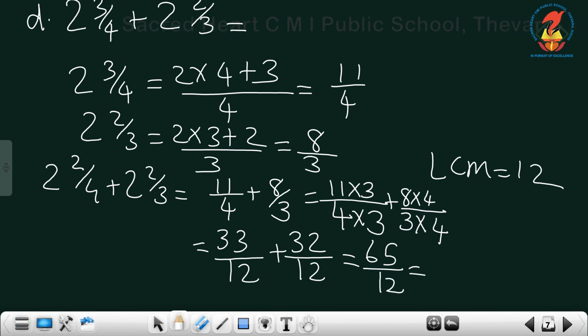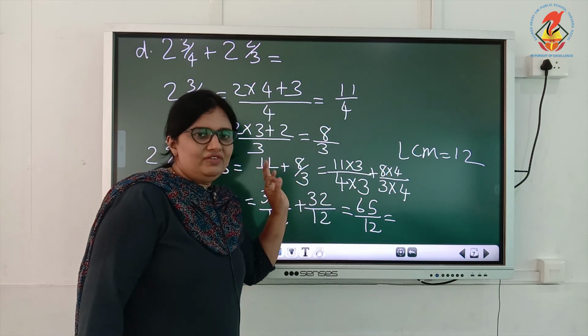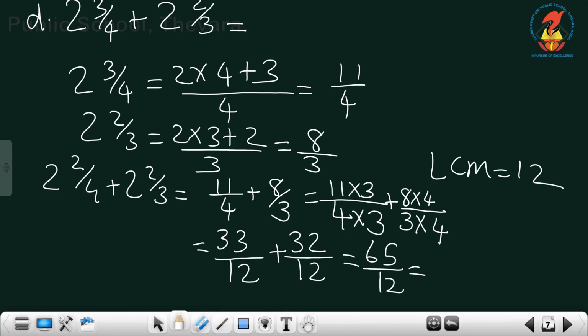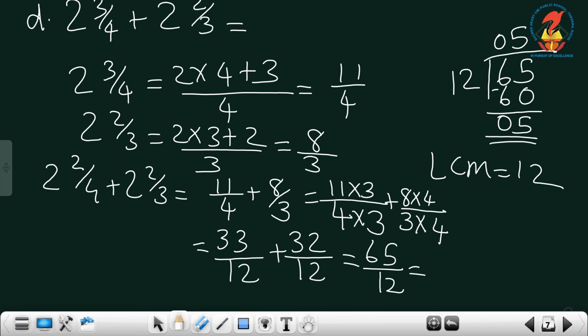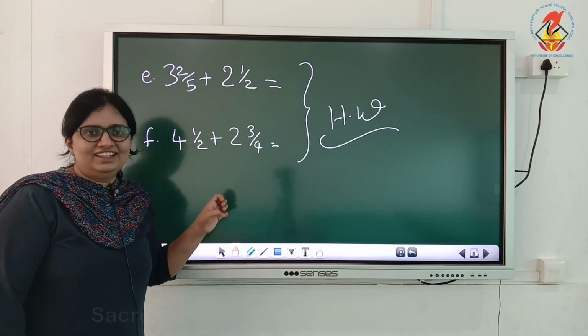And now it is an improper fraction only, that I have told you, right? Whenever you are getting an improper fraction, you need to change it into a mixed number. 65 divided by 12 equals what? Okay, and see, which one is the whole number here? 5. 5 and 5 by 12. Okay, is it clear? And the next ones are our homework only. Thank you, children.